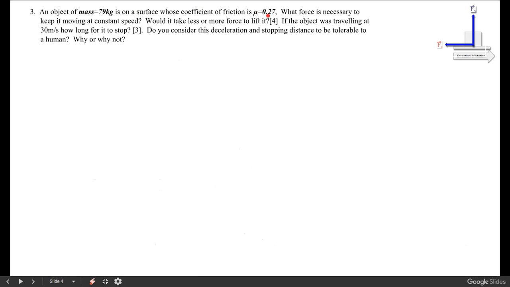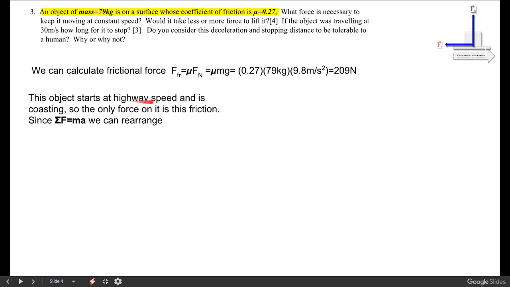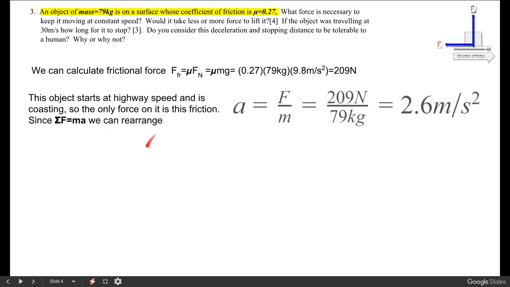A 79 kilogram object on a surface, what force is necessary to keep it moving at constant speed? All that's asking is what is the minimum force to overcome friction. So we can calculate the frictional force using our standard formula. Along here, we get 209 newtons basically. The object starts at highway speed and is coasting, so the only force on it is this friction. And since the sum of forces is MA, we can arrange this 209 newtons over mass gives us that this object is slowing down at this rate.